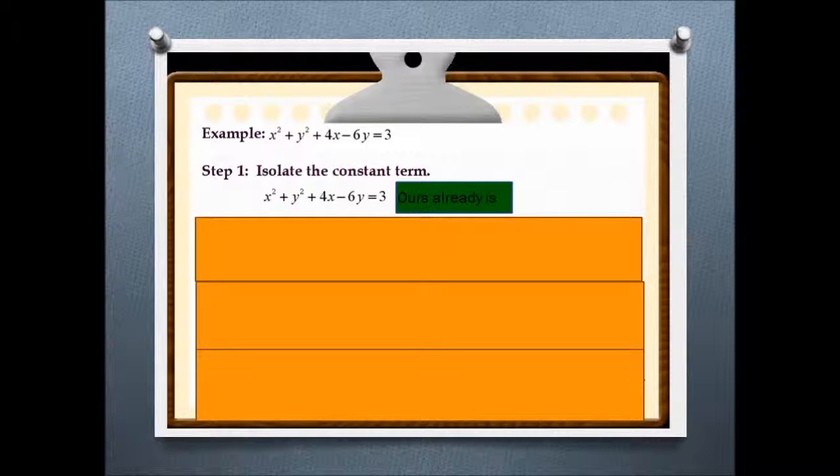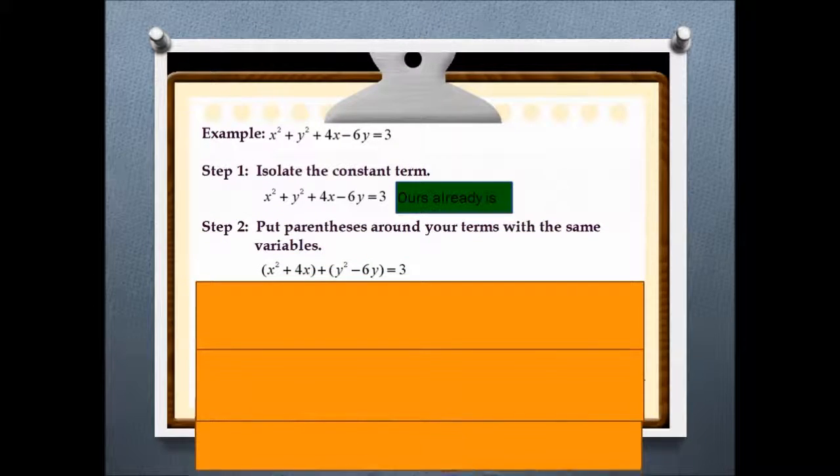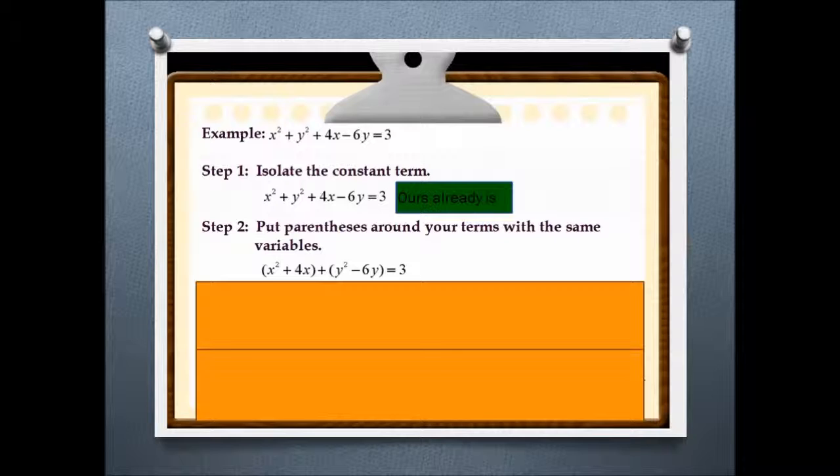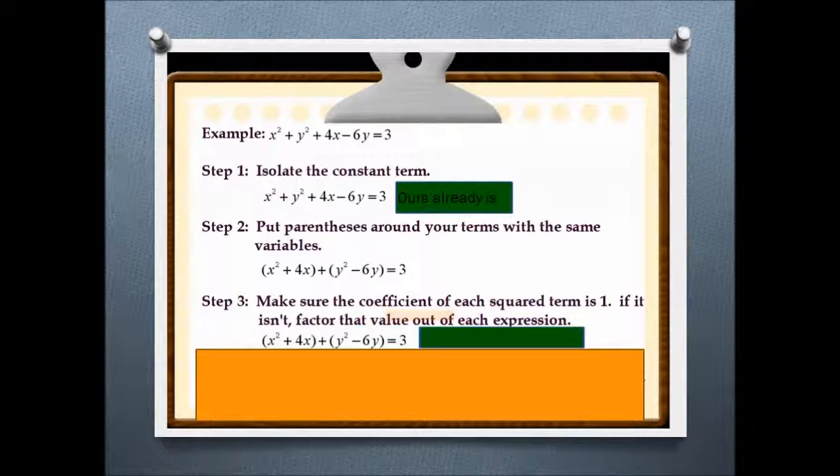For step number 2, we got to put parentheses around our terms with the same variables. In this case, we have x² + 4x as one group and y² − 6y as the other group, equals 3. For step number 3, we make sure the coefficient of each squared term is 1. If it isn't, factor the value out of its expression. In our case again, we have 1 as the coefficient for both terms that are squared.